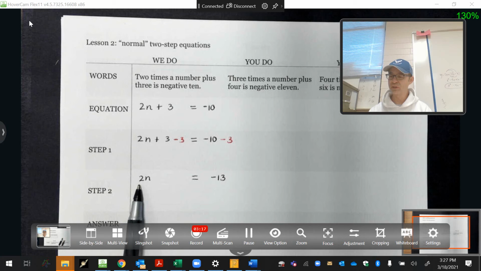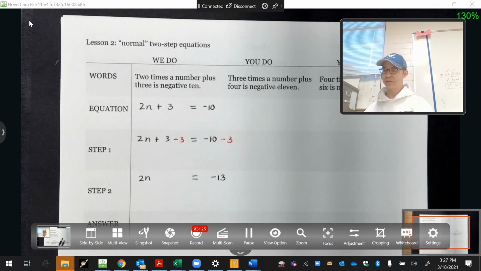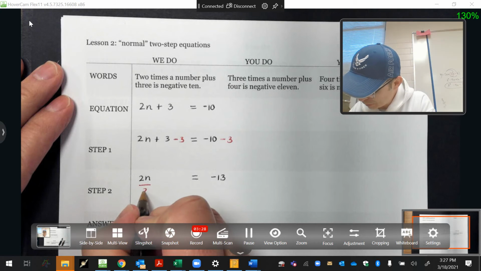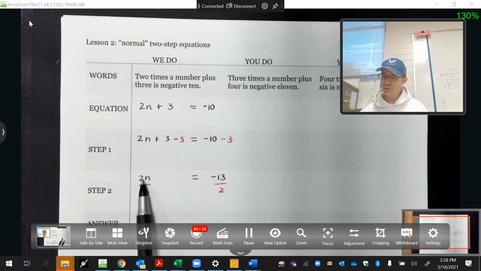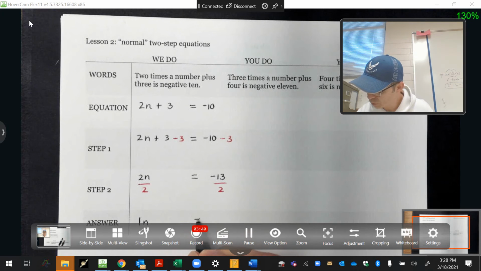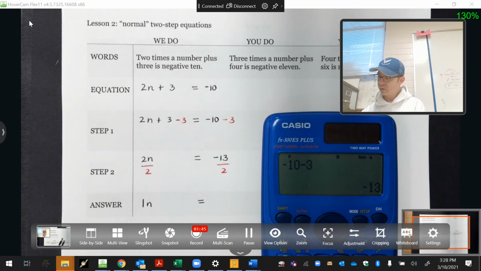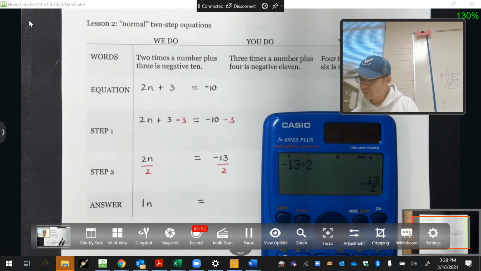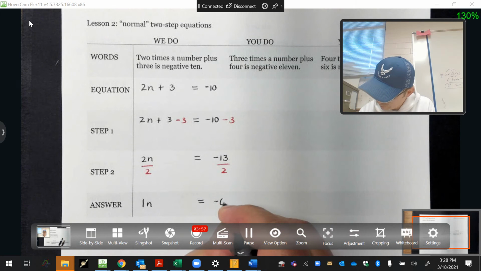Negative 10 minus 3. Negative 13. Okay, so now we got 2 times a number. Times. We have to do the opposite of times, which is divide. Divide by 2. Divide by 2. And what you got? 2 divided by 2 is 1. N equals negative 13 divided by 2. Negative 13 divided by 2. Negative 6.5. Voila.